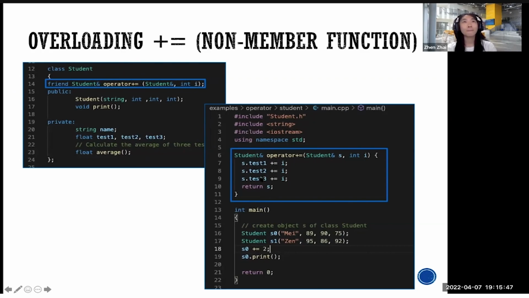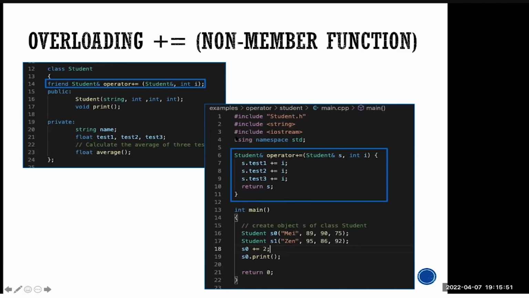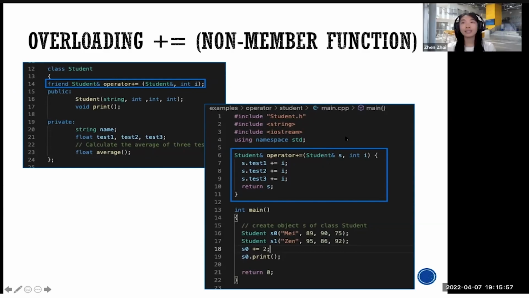Yes, question. Wait, so for line 6, what are we passing? Are we passing the S or the student and symbol? The S and the I. So the left-hand side and right-hand side. Look at line 18. The left-hand side is student. The right-hand side is integer, right? So that's the left operand and right operand. That needs to match. So the first parameter is student S and int I.